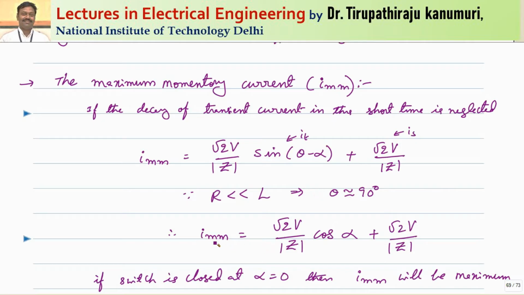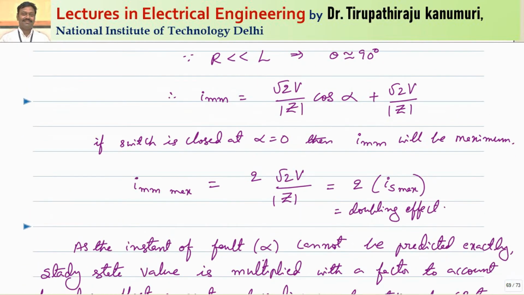If you substitute here, I_mm will be equal to root 2 V by Z into cos alpha plus root 2 V by Z. So if you take alpha equal to 0 degrees, at that instant I_mm will be maximum. That will be equal to 2 times root 2 V by Z. We know that root 2 V by Z is nothing but I_s maximum, because it is the steady state current maximum.